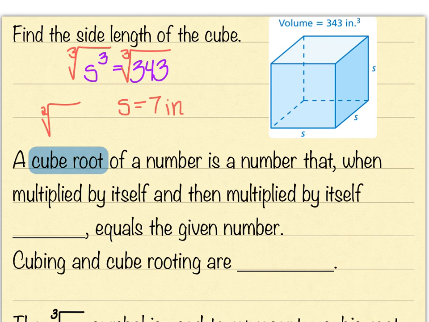So a cube root of a number is a number that, when multiplied by itself and then multiplied by itself again, equals that given number. So there's 7 times 7 times 7 gives us 343. And so cubing and cube rooting are inverses, just like squaring and square rooting are also inverses.